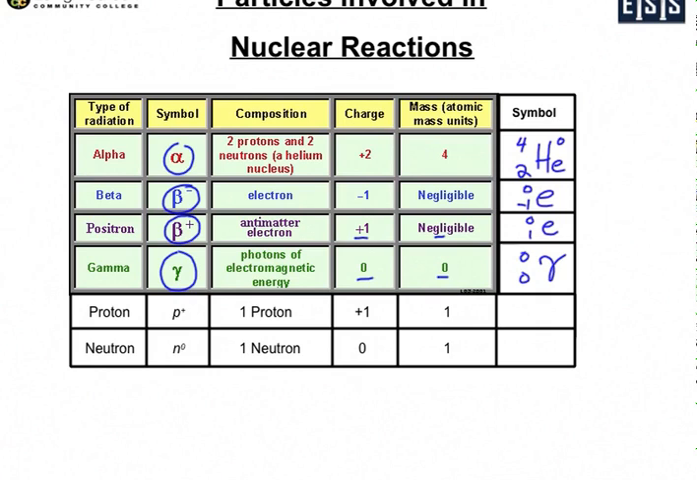And then you'll see, back to our normal particles that we're used to, a proton is normally represented as a P with a plus, and a neutron, an N with a 0. You should be familiar with those already, but they are involved in the nuclear reactions. The charge of the proton is +1 with a mass of 1, and a neutron has no charge but a mass of 1.